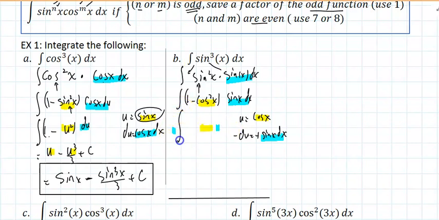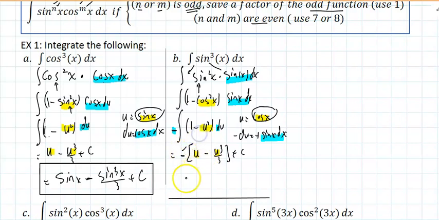So this is the integral of negative du and a 1 minus u squared, identical to what we just did. That's negative u minus u cubed over 3 plus c. And I need to substitute u back. U was a cosine. If you leave the negative up front, you could distribute it. It doesn't really matter.